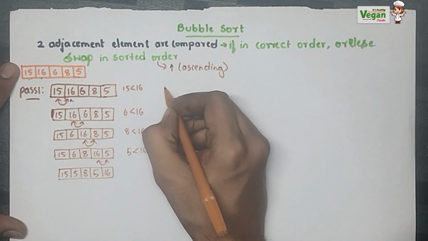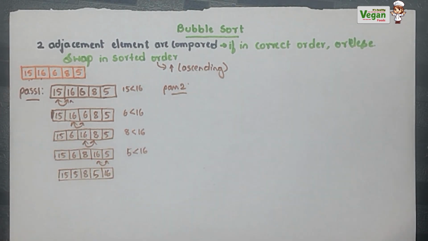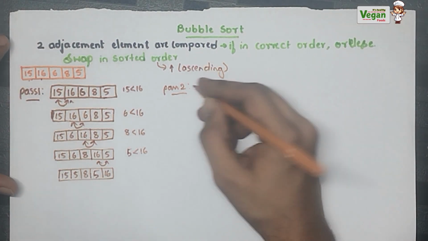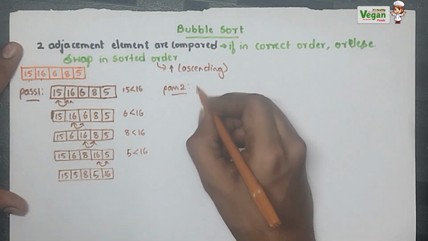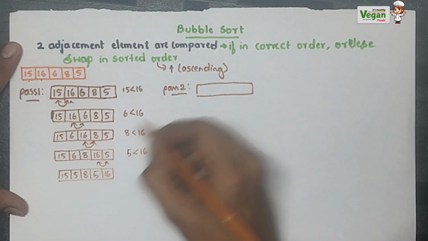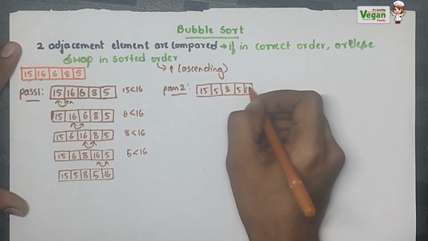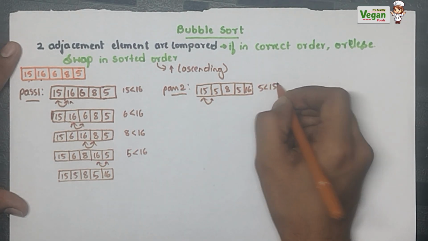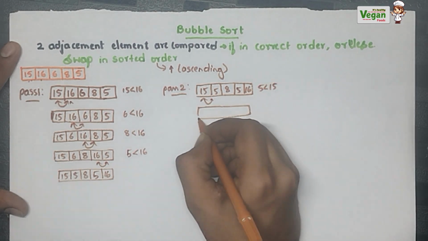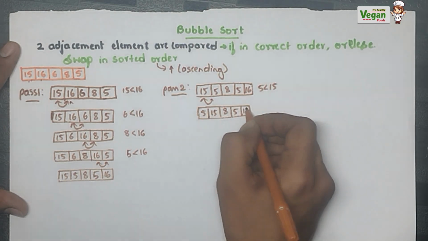Now let's go for pass 2. Until all the elements are arranged in the increasing order, we will be going step by step. So the steps will be called pass 1, pass 2, like that. Now what are the elements for me at the last step? 15, 6, 8, 5 and 16. I will compare the first two, 6 and 15. 6 is less than 15, so I will swap. So 6 will be here, then 15, 8, 5, 16.